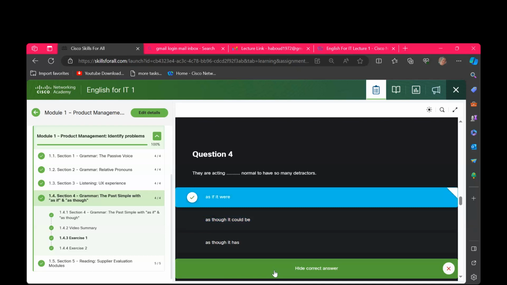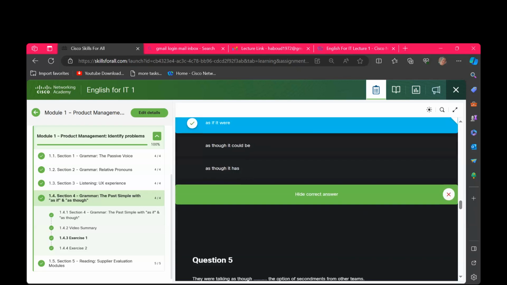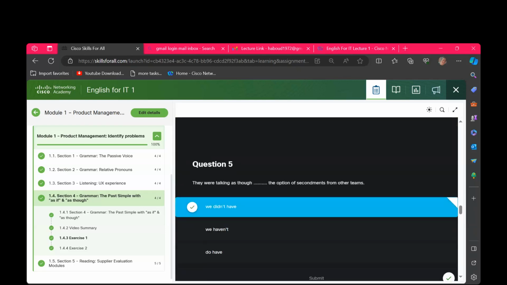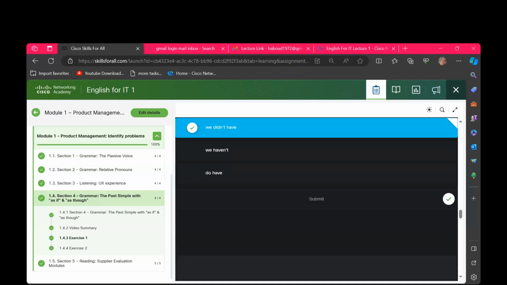Okay, they are acting as if it were. ليه أنا اخترت دي؟ لأن زي ما انتوا شايفين كده as if جه بعدها it were، subjunctive. Sorry، it were هنا simple past، وإحنا قلنا إن as if و as though بيجي بعدهم simple past. برافو عليكم. تمام. Question 5, they were talking as though. طبعا هنختار إيه؟ we haven't. طبعا haven't ما تنفعش لأنها مش past. do have مش هتنفع. we didn't have دي past، يبقى هي دي الإجابة الصحيحة.